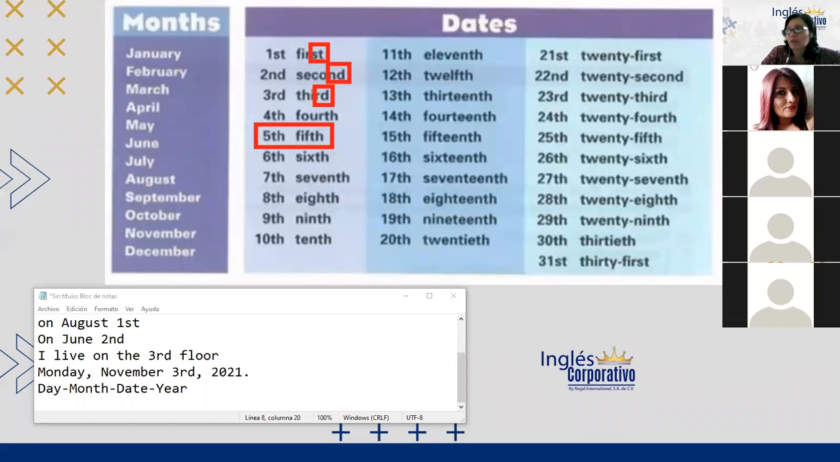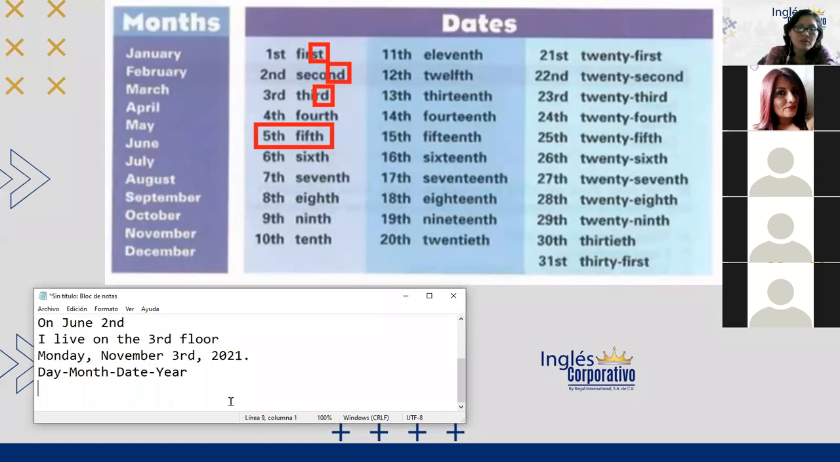Bueno, voy a poner un ejemplo. Third November 2021, right? So we will begin with the date, right? Third November 2021, y no necesitamos coma, okay? Third November 2021. Generalmente, pues ellos lo van a expresar de esa forma, ¿verdad? Pero nosotros estamos acostumbrados a hacerlo tal y como les expliqué yo al principio, right?